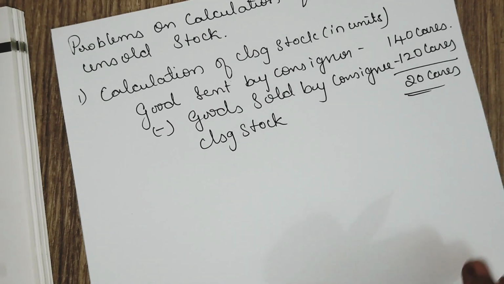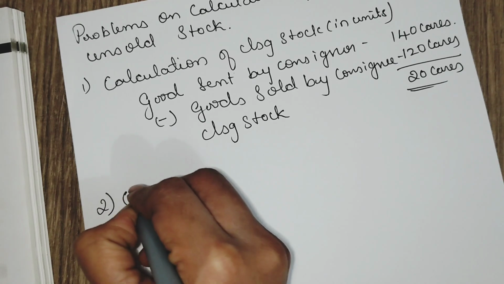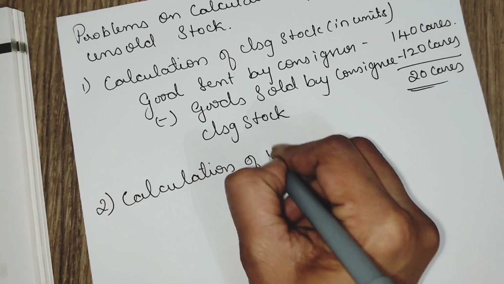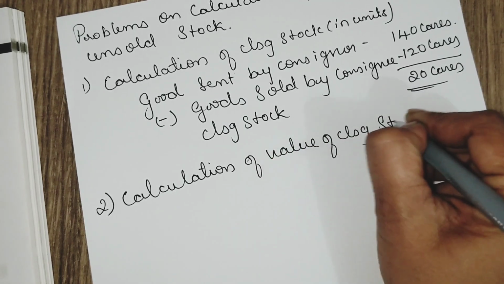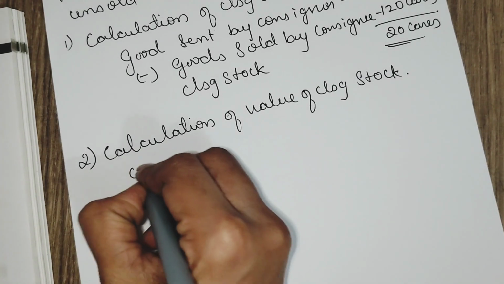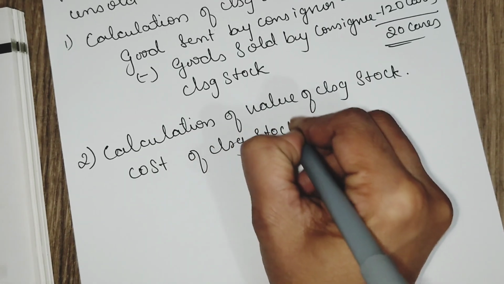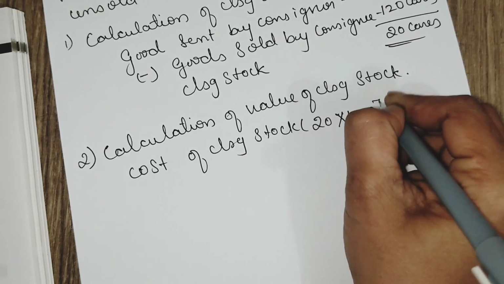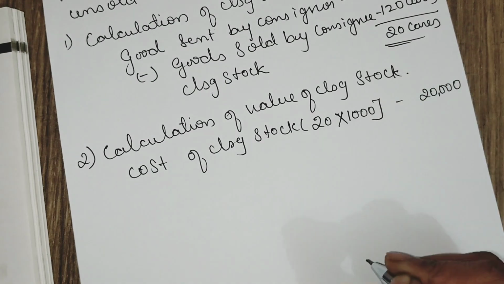For this we need to compute the value of the closing stock. That is the second step, calculation of value of closing stock. The cost of closing stock: the remaining closing stock is 20 cases and per case it is 1000 rupees each. So total it is 20,000.